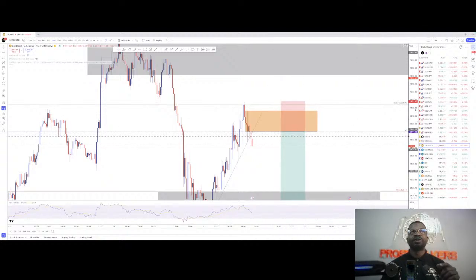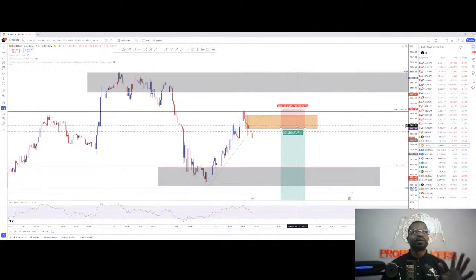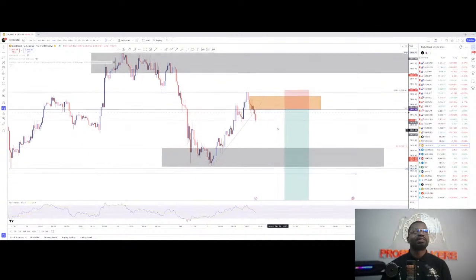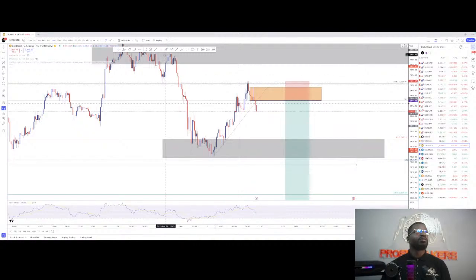Right now, if we wait for this pullback and we get this entry at the area we selected, look at our risk reward ratio. That's a 1 to 9. If we get hasty, like, oh, this thing is breaking out, it's leaving us, that's a 1 to 5. I will wait. If this trade setup is missed, I will wait until this structural level is broken right here because it's going to do the same thing.